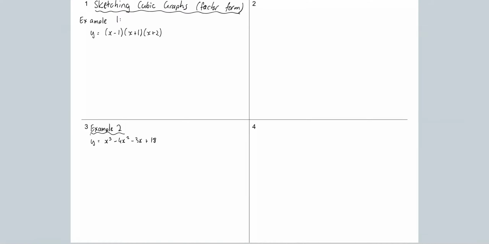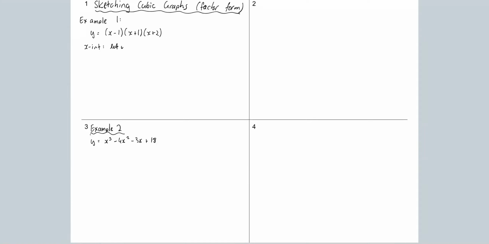Pretty simple. It's already in factor form. y equals x minus 1 times x plus 1 times x plus 2. So we've got effectively 3 y-intercepts, right? Sorry, x-intercepts, beg your pardon. x equals 1, x equals minus 1, x equals negative 2. So let's start off the usual way.